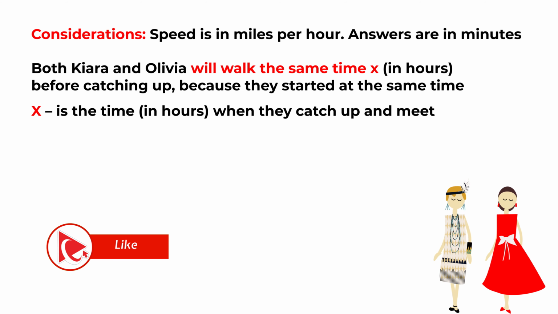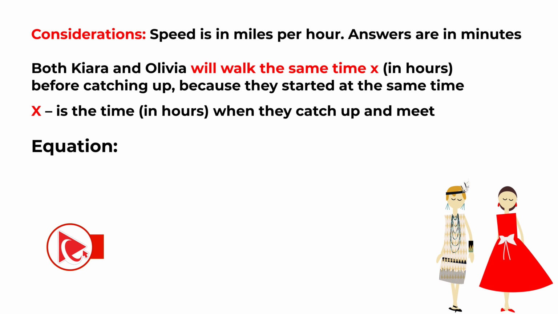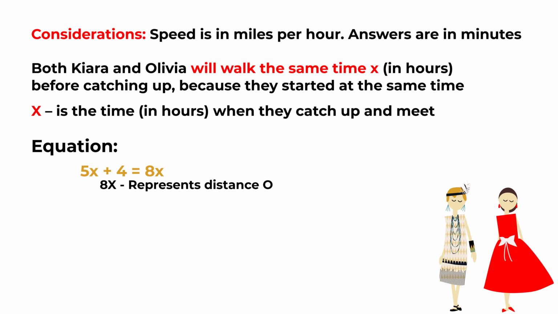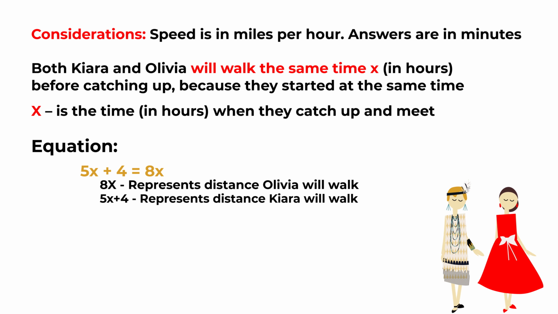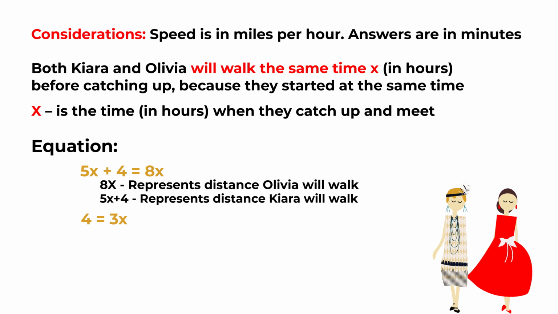To solve this challenge, we need to build an equation. 5x plus 4 equals 8x. 8x represents how much Olivia will walk, and 5x plus 4 is representing how much Kiara can walk. And the starting point for this will be the starting point of where Olivia starts, since Olivia starts 4 miles behind. So if we simplify this equation, 4 will be equal to 3x, and x will be equal 4/3 or 1 1/3 of an hour.